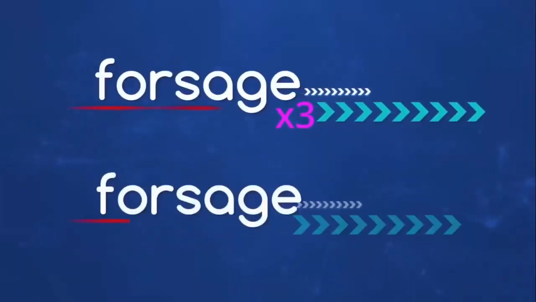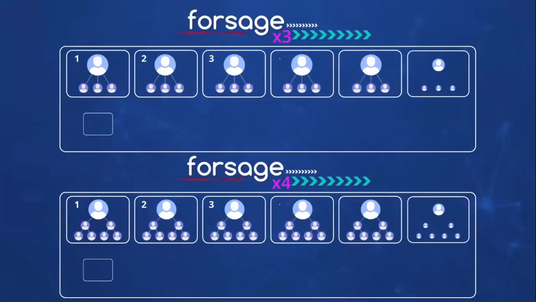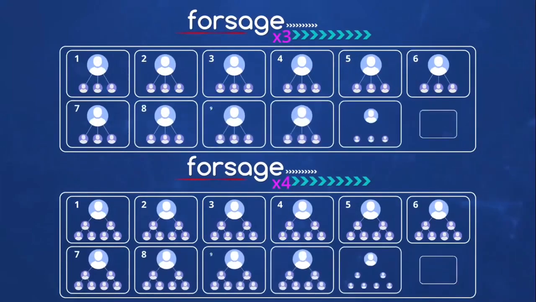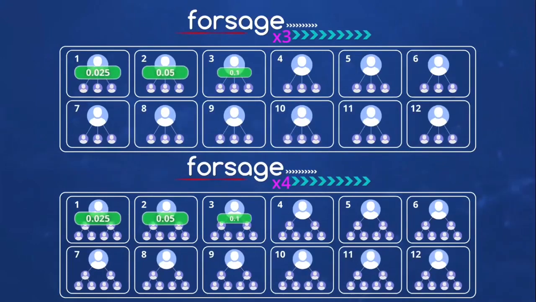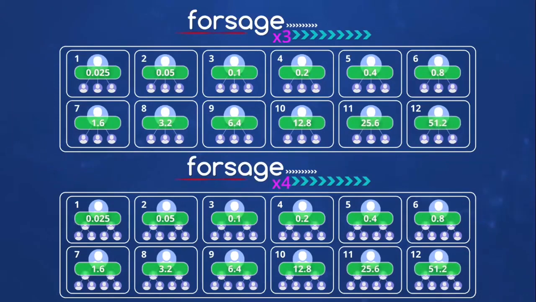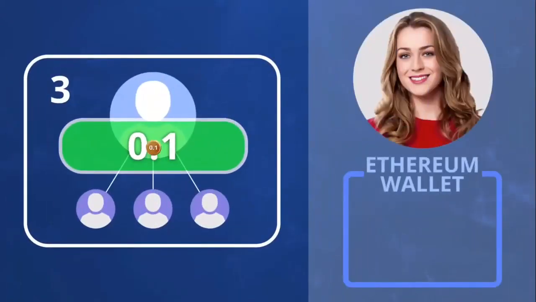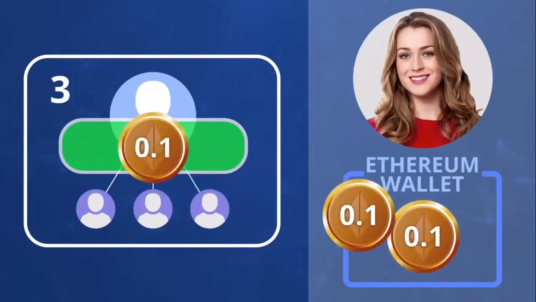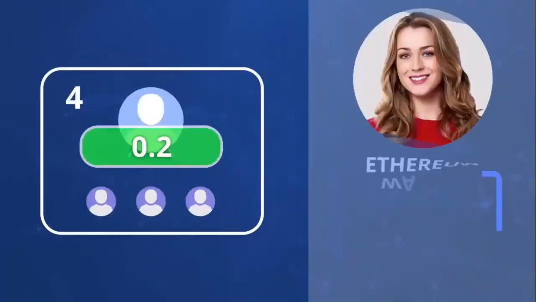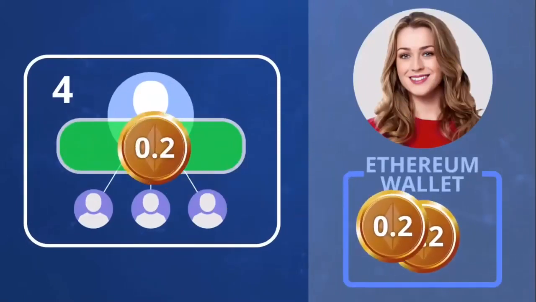In each of these 2 programs, Forsage X3 and Forsage X4, there are 12 slots. Each subsequent slot you purchase is 2 times the value of the previous one, and it generates twice the income as well. Each slot generates you income unlimited times with no expiration. For example, the 0.1 ETH slot generates you 0.1 ETH over and over again. The 0.2 ETH slot generates you 0.2 ETH again and again.